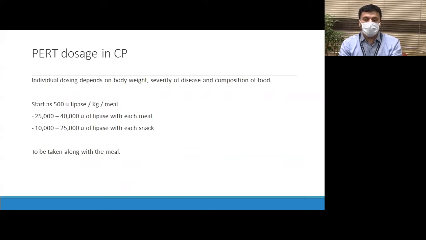So approximately about 25,000 units of lipase with each meal, and initially we start for all three major meals, and if the patient is not getting relief, we can add about 10,000 units with each snack. So when comparing both the drugs, Sarutan, each tablet costs about 11 rupees, while Cryon 25,000 units, that is about 70 rupees, and these medicines are to be taken along with the meals.